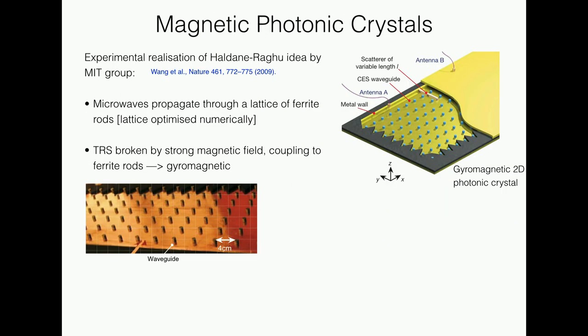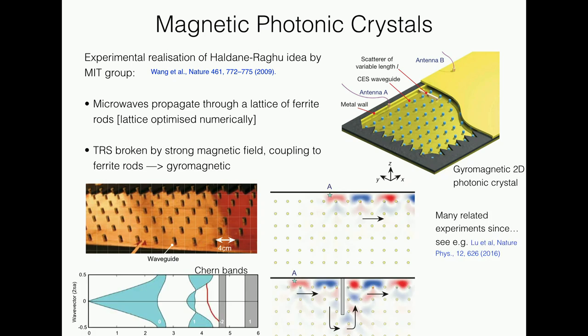And that's what they did very soon after in MIT experiments, where they took a lattice, so this is the periodic part, a lattice of ferrite rods. And these ferrite rods have the property that they are gyromagnetic when you apply a magnetic field. So they applied a strong perpendicular magnetic field, and then they broke time reversal symmetry. So now if you inject light, the system sees this periodic structure, but one that is not time reversal symmetric.